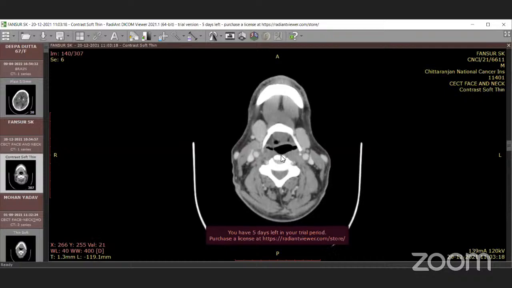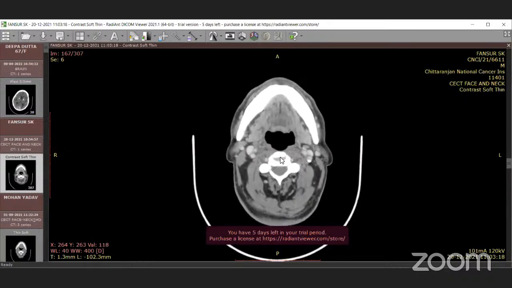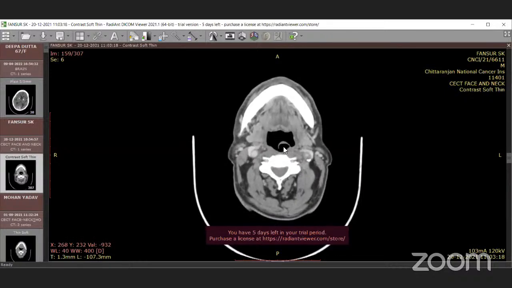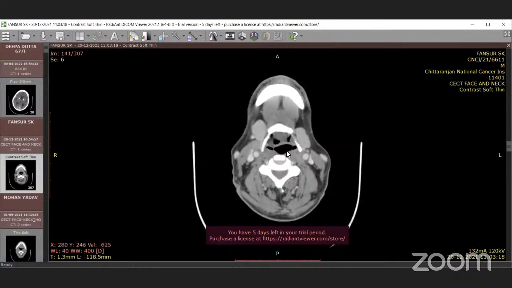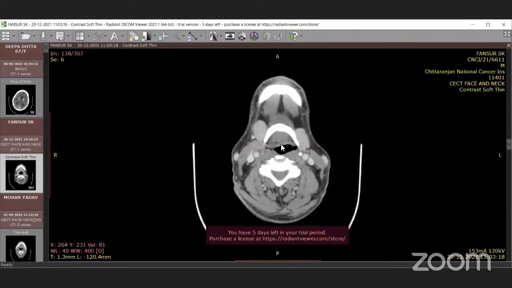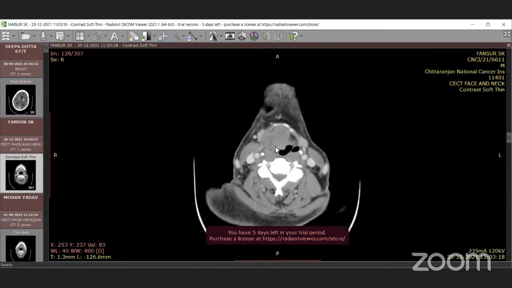So this is on the axial section, this is the level of the oropharynx. As we go inferiorly, we have the epiglottis, which is fused with the hyoid by the hyoepiglottic ligament. Okay. And anything below this, Dr.